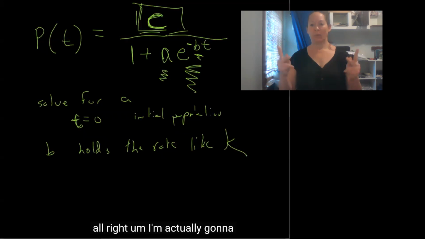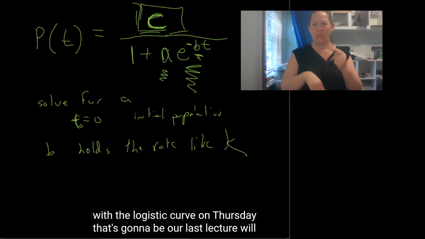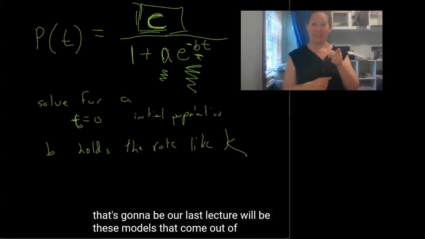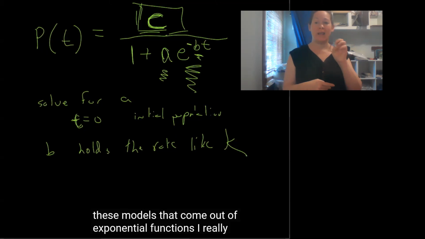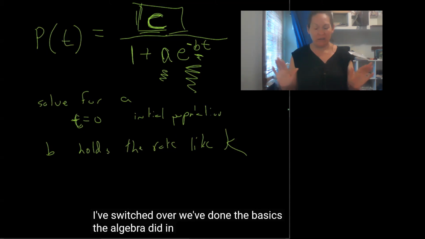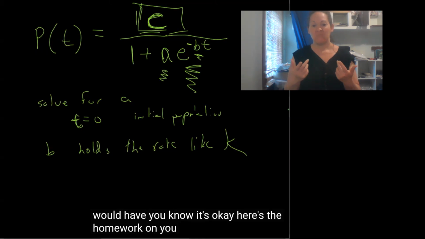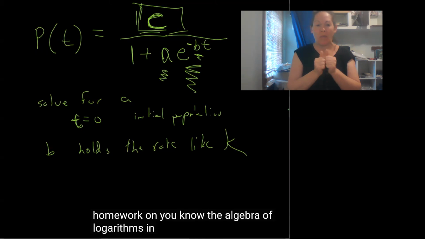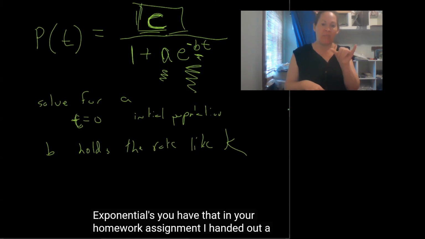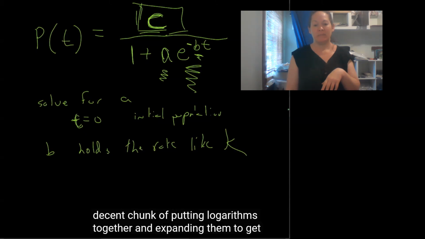All right, I'm actually going to pick up with the logistic curve on Thursday, and that's going to be our last lecture. These are models that come out of exponential functions. We've done the basics of the algebra. In class, I would have said, here's the homework on the algebra of logarithms and exponentials. You have that in your homework assignment. I handed out a decent chunk of putting logarithms together and expanding them to get practice.